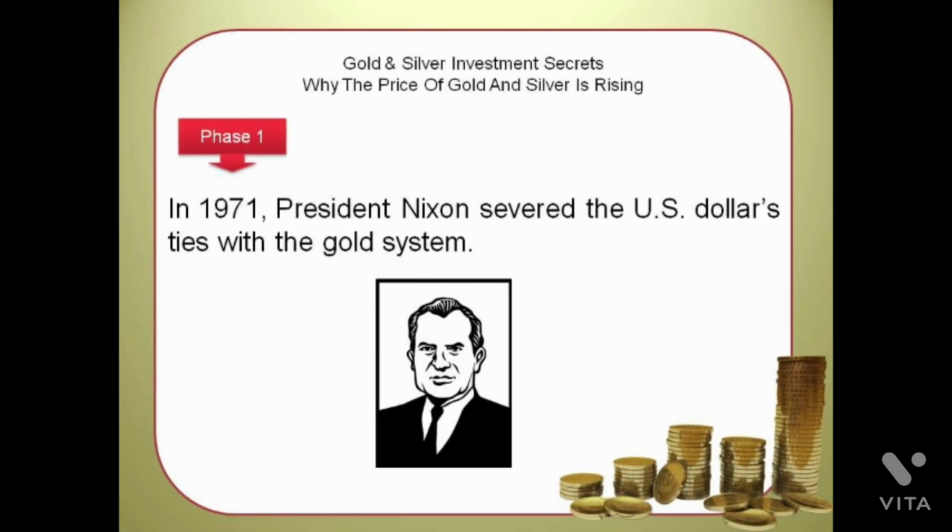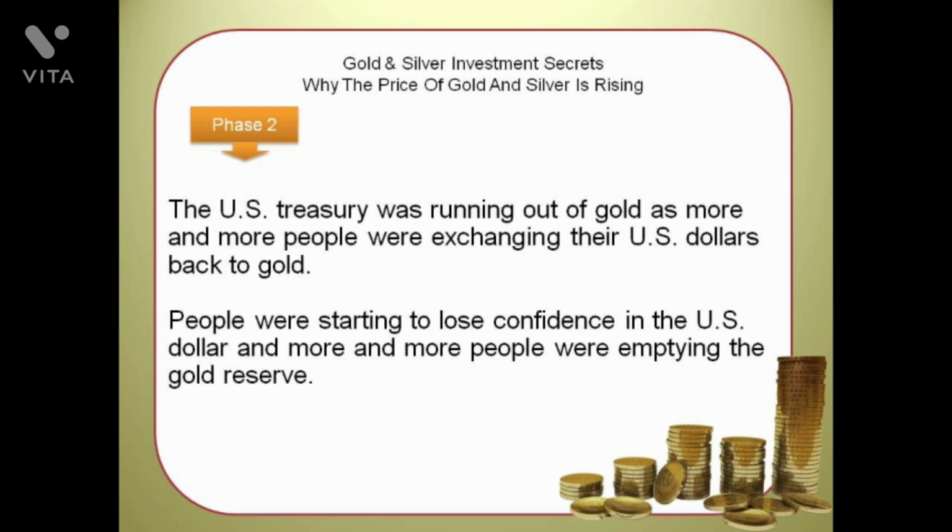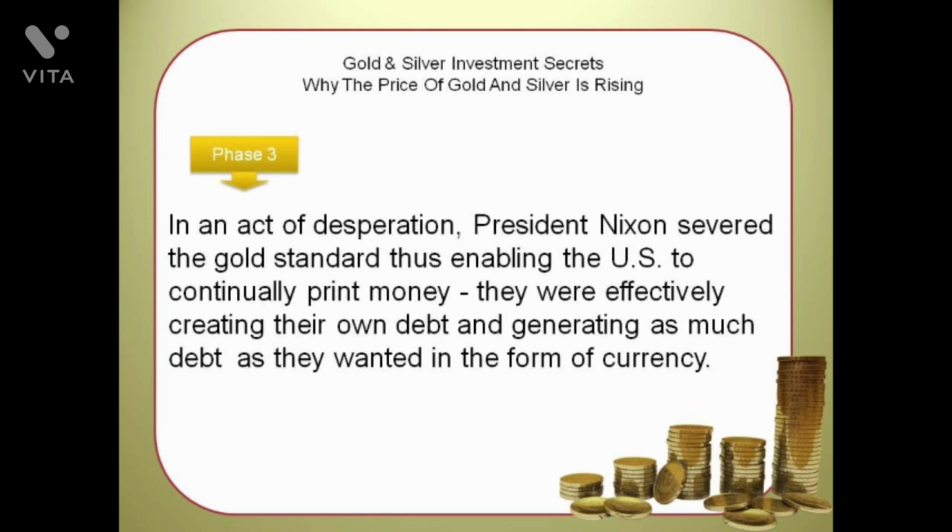In 1971, President Nixon severed the US dollar's ties with the gold system. The US Treasury was running out of gold as more and more people were exchanging their US dollars back to gold. People were starting to lose confidence in the US dollar, and more people were emptying the gold reserve. In an act of desperation, President Nixon severed the gold standard, thus enabling the US to continually print money. They were effectively creating their own debt and generating as much debt as they wanted in the form of currency.